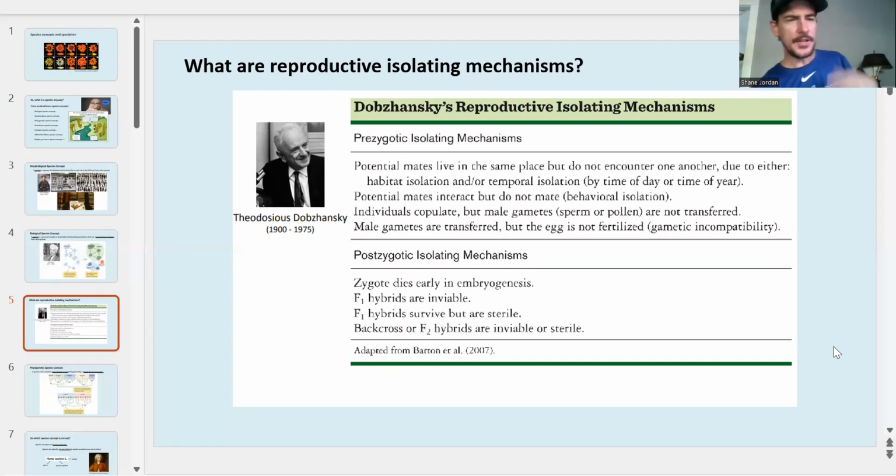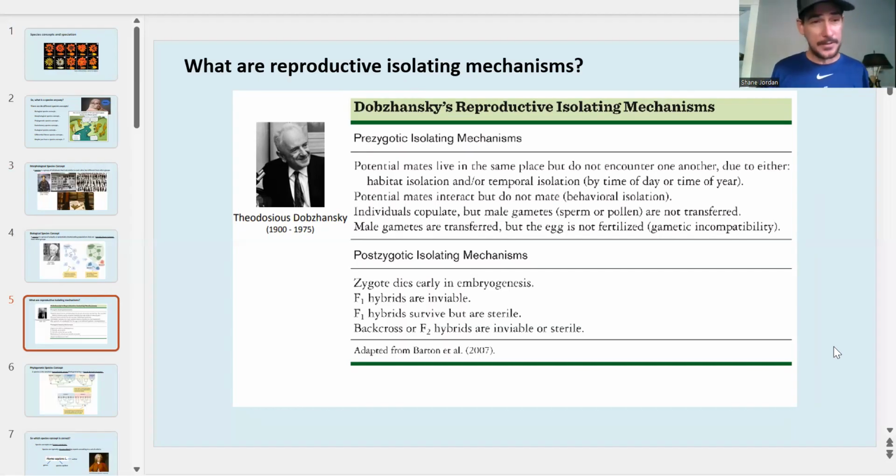And so prezygotic isolating mechanisms might be things like the fact that maybe potential mates do live in the same area, but they never come across each other. They never cross paths, either because they occur in different sections of the habitat, or they're active at different times of the day or different times of the year, for example.